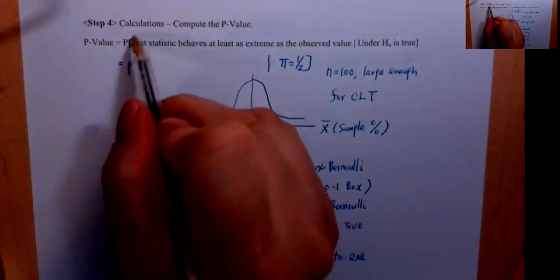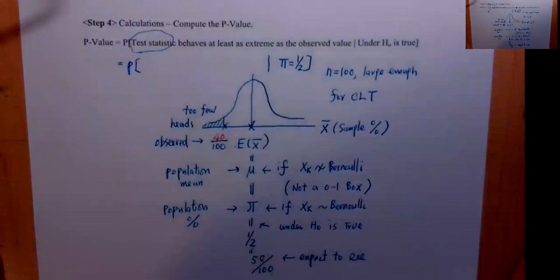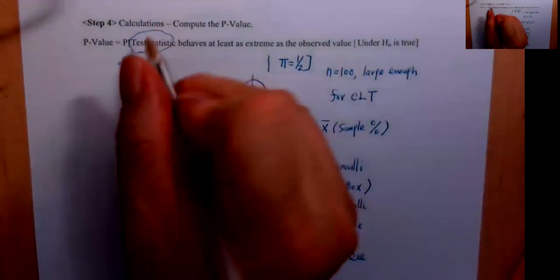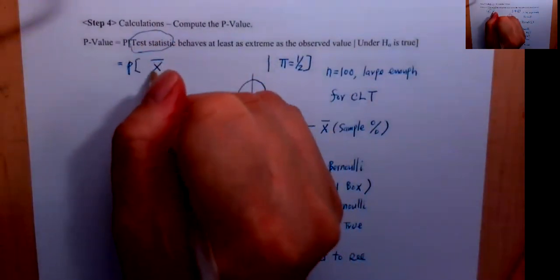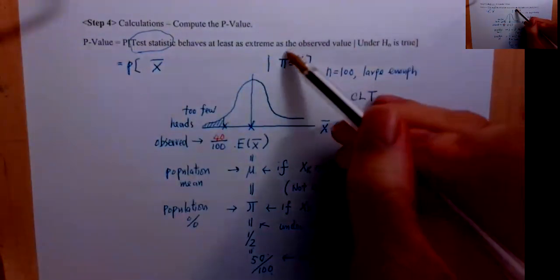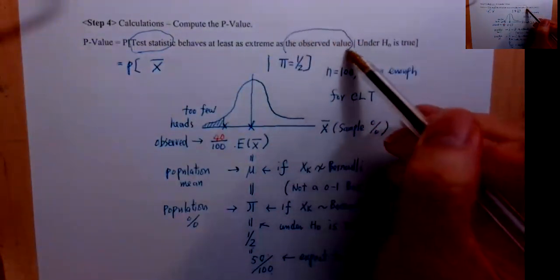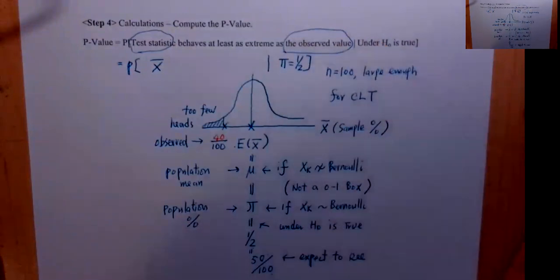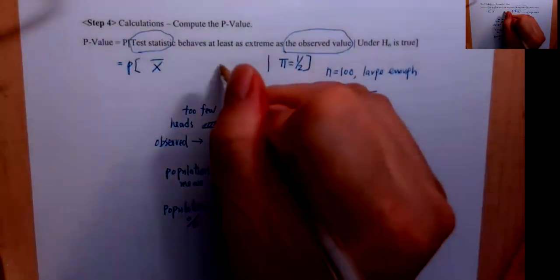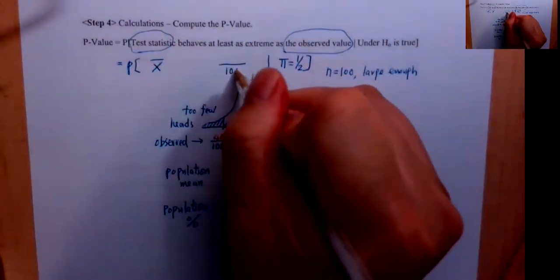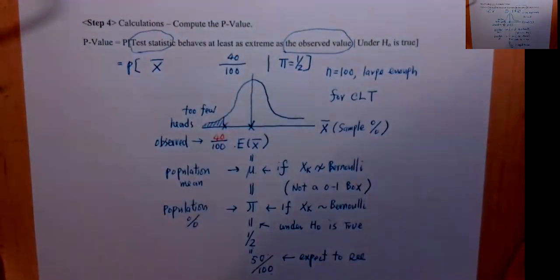What is the test statistic used? The test statistic used is sample percentage. And what is the observed value of the test statistic? In 100 flips, you see 40 heads. That's what you observed. Under H0, when this is a fair coin, in 100 flips, you expect to see 50 heads.